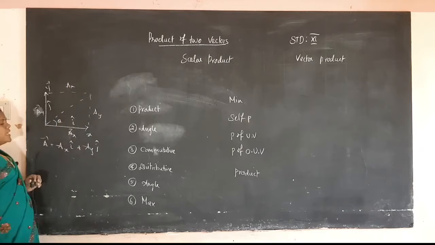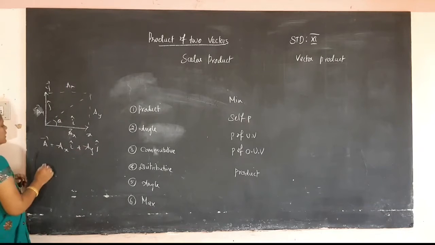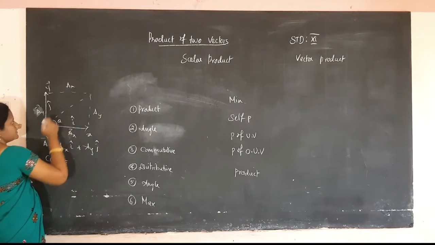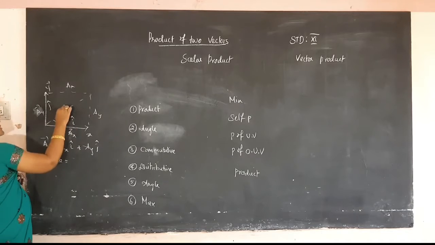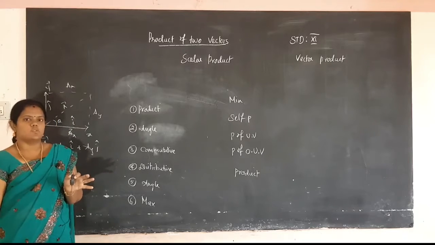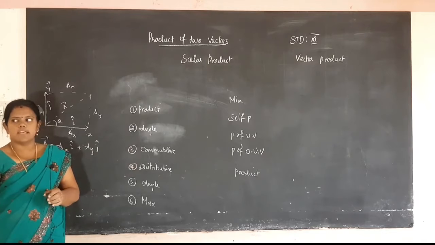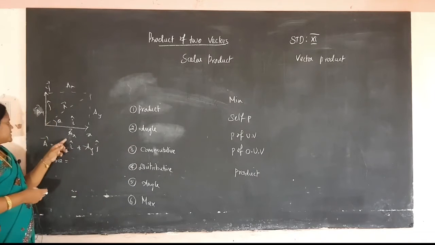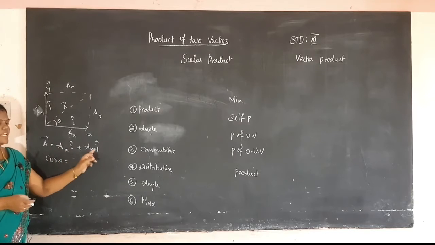Okay, so we take cos theta and sin theta. Cos theta is equal to adjacent side by hypotenuse, isn't it? This is a vector a, one quantity moving along the x and y axis. Ax is the x component of a, ay is the y component of a. So a is equal to ax i cap plus ay j cap.